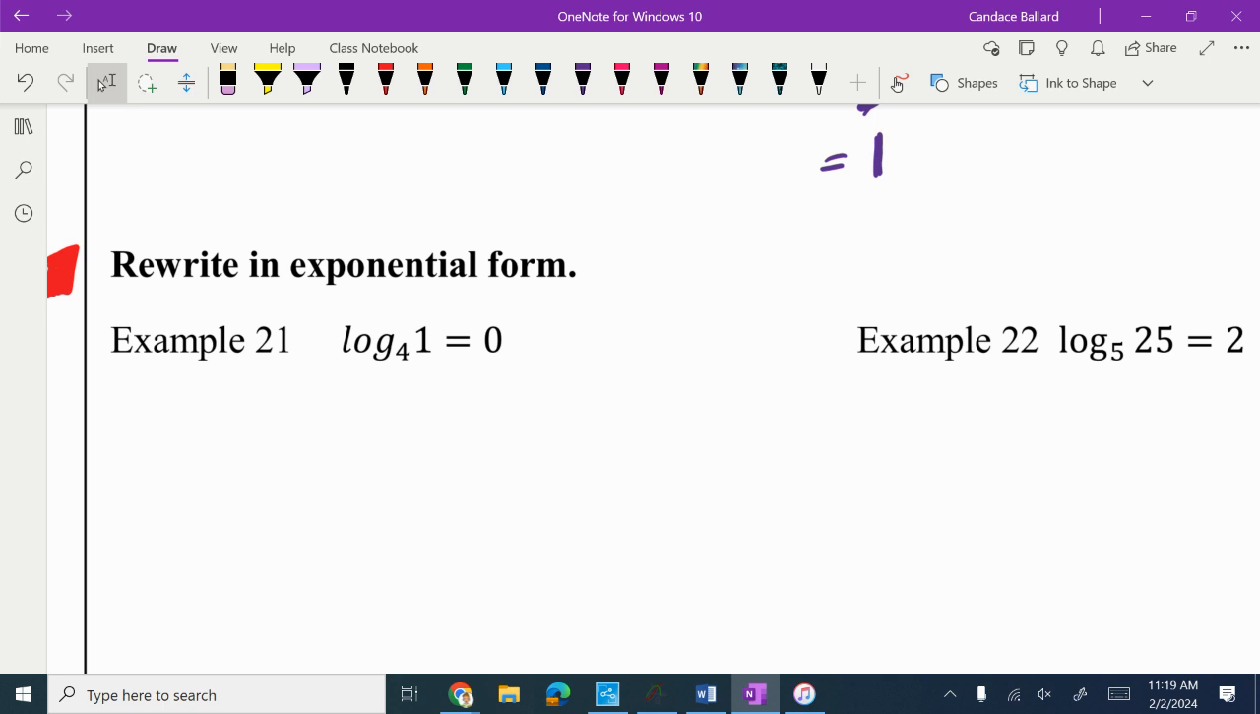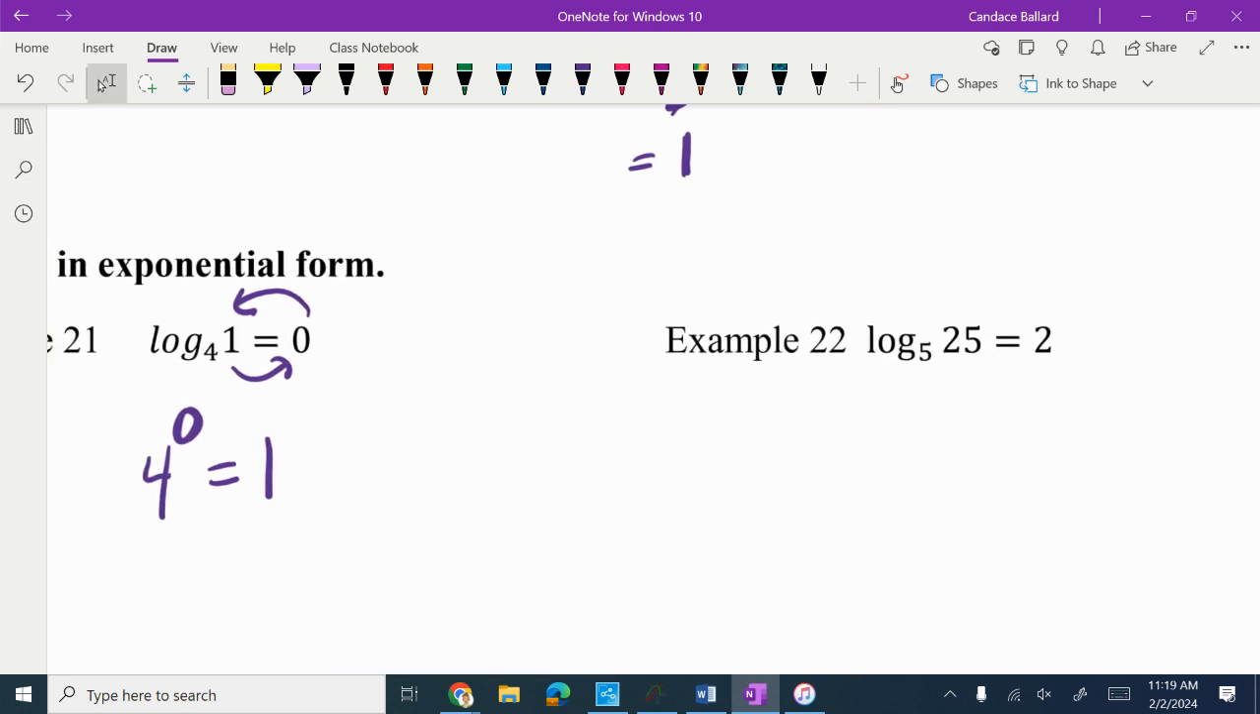So what is the base on example 21 there? 4. And then what am I supposed to do with the 1 and the 0? Switch them. I'm looping it around, right? I'm log looping. I'm looping the spots. So 0 equals 1. Is that true? Yes. Is 4 to the 0 equal to 1? Anything to the 0 power is 1, right? All right. Everybody do 22 really quick.